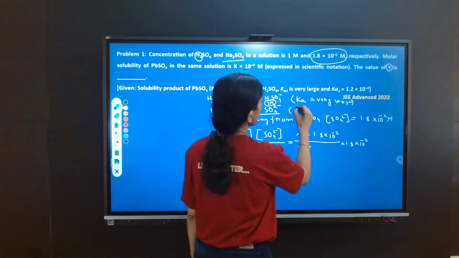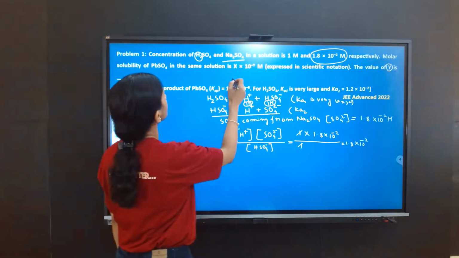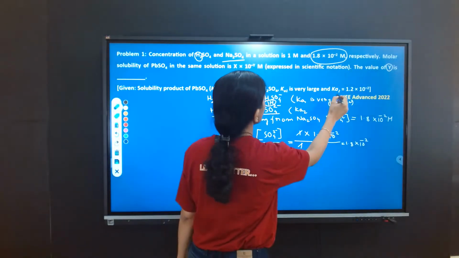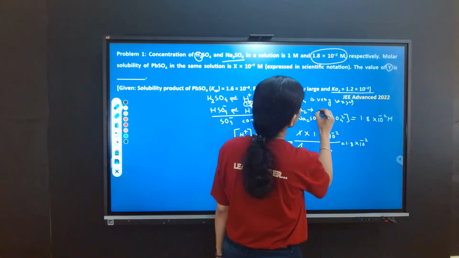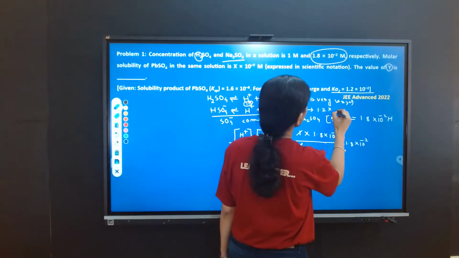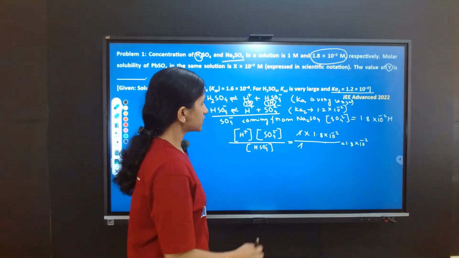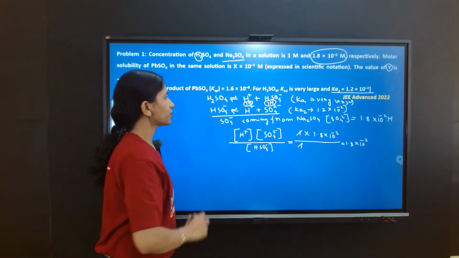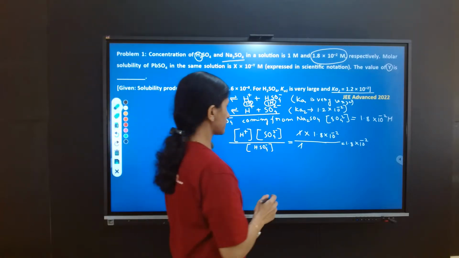So here, Ka2 for this one was given as 1.2 times 10 to the power minus 2. So this is the acid dissociation constant for the second step, where HSO4 minus is getting dissociated as H plus and SO4 2 minus.